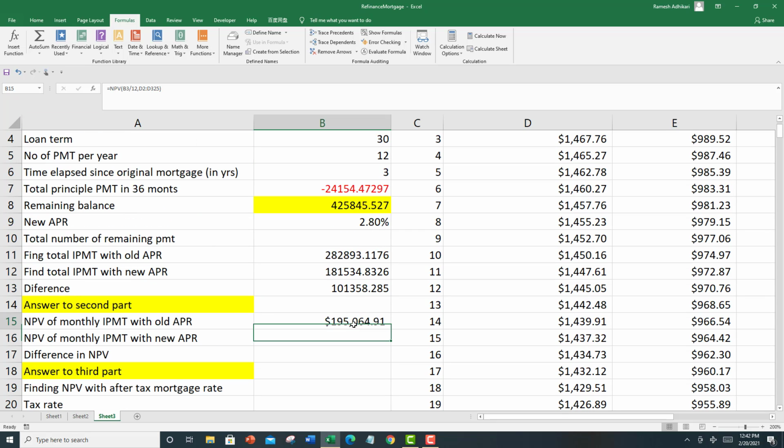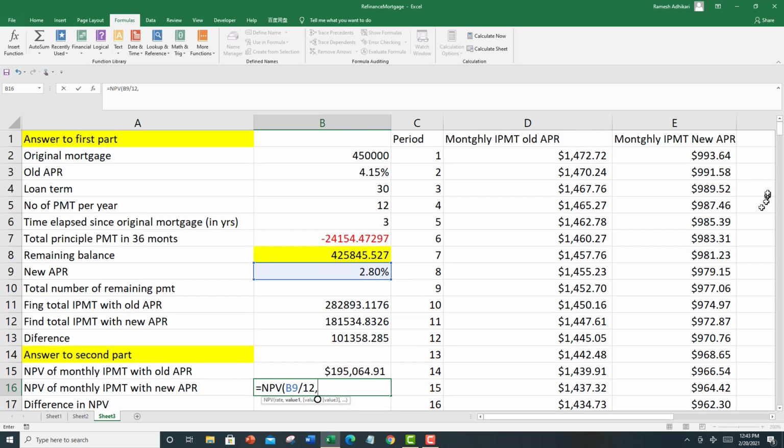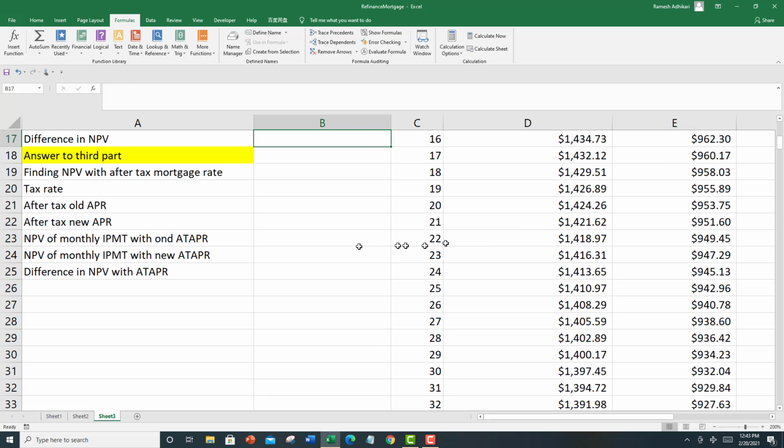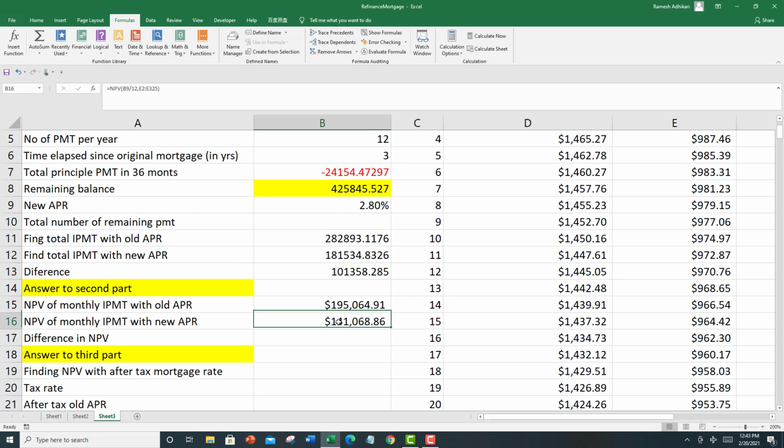Okay, that is my present value of all the future interest payments if I did not refinance. That is for the old APR, right? Likewise, you can calculate NPV for the new APR. So it's going to be NPV, and this time the rate is going to be 2.8% over 12, and the future cash flow is going to be your monthly payment based on the new APR. I'm going to select this E1 and Control Shift down arrow, bracket close, enter. That gives me the present value of monthly interest payments for the new APR.